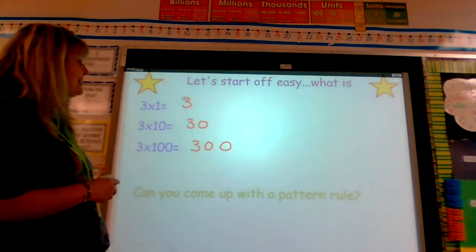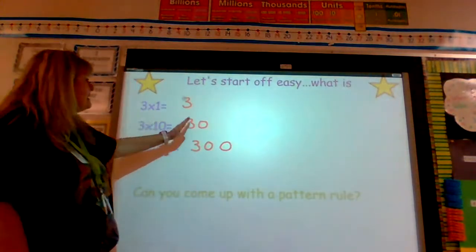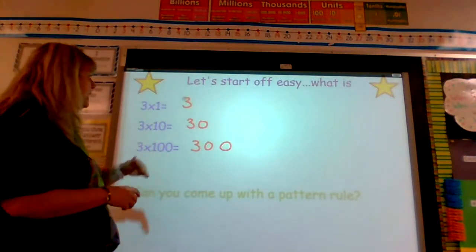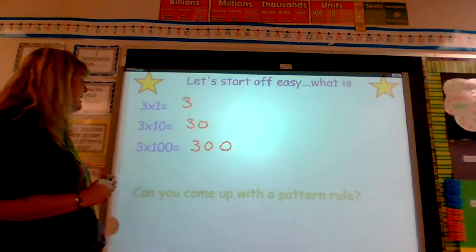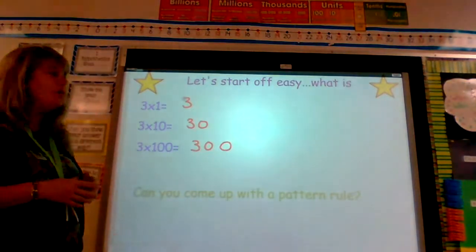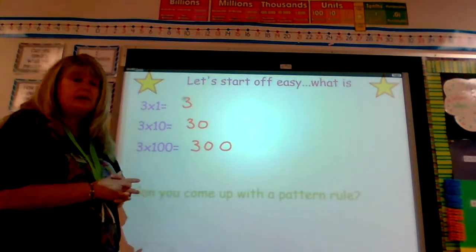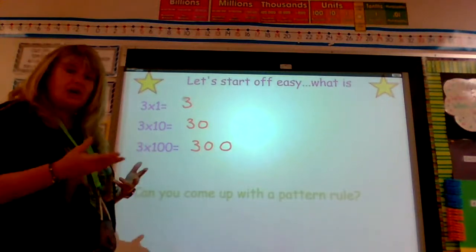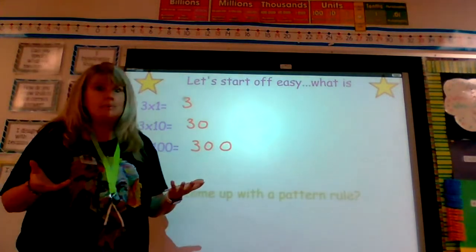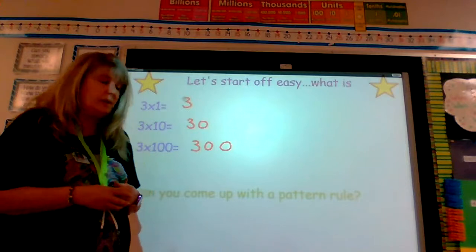Okay, if you said that you're adding the same amount of zeros as you're multiplying by, you are exactly right. This has to do with place value and moving across the place value chart. And so we're going to talk about that today, how simple it is to multiply by tens and 100.